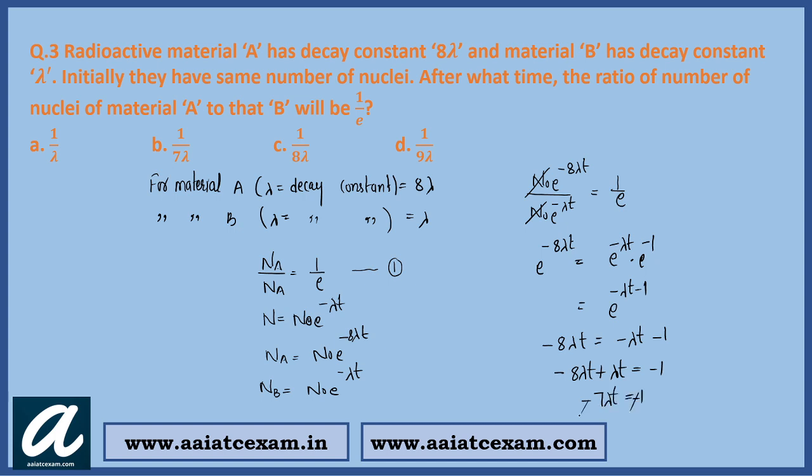So minus cancels out. If 7 lambda t is equal to 1, can I say students, t should be equal to 1 upon 7 lambda. So your answer is 1 upon 7 lambda, and option number B is correct. That is, it will take 1 upon 7 lambda time, where lambda is the decay constant, so that the ratio of the number of nuclei of material A and B will become 1 upon e. I hope you got this question.